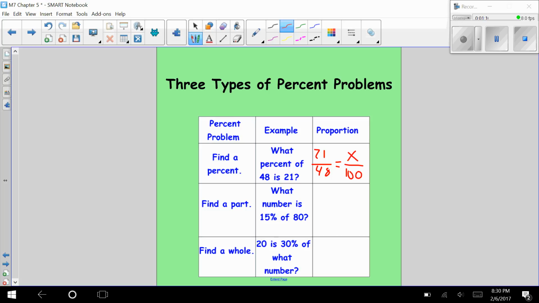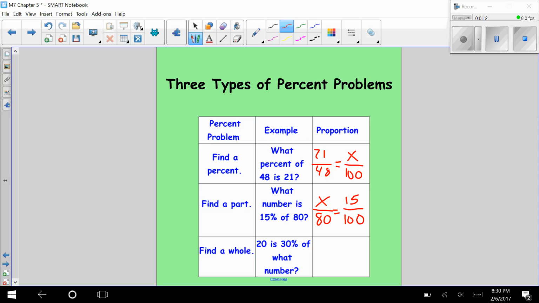If we have to find a part, what number is 15% of 80? Well, it's of 80, so 80 goes in the bottom. 15 is our percent, so it always goes there. And our 100 is always a 100, so our missing is there.